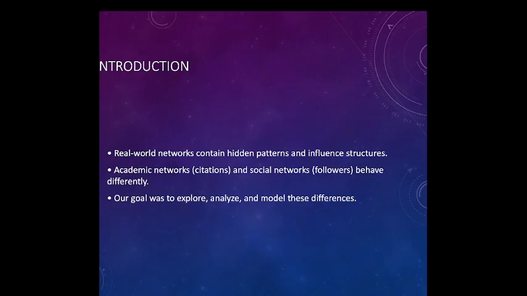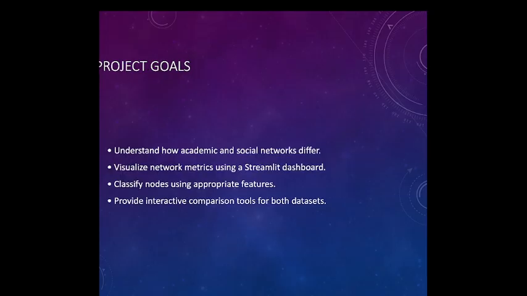In this project, we explore two very different real world networks, an academic citation network and a social network for developers. These networks may seem unrelated, but both exhibit patterns of connectivity and influence. Our goal was to analyze their structure, compare them side by side, and apply machine learning to classify nodes based on their features. We set out to do four main things.